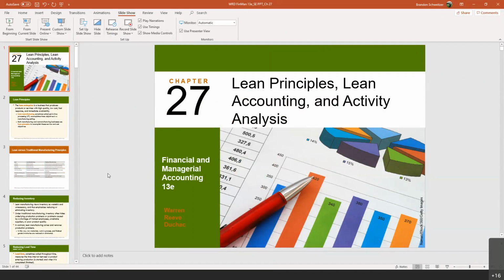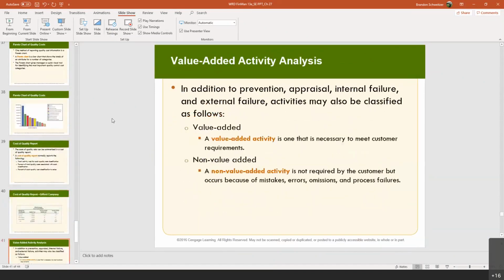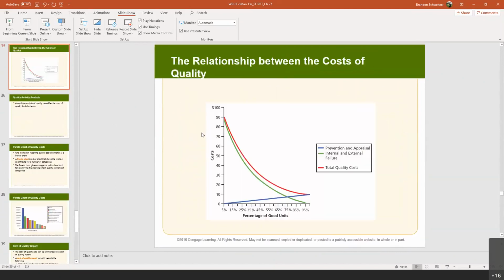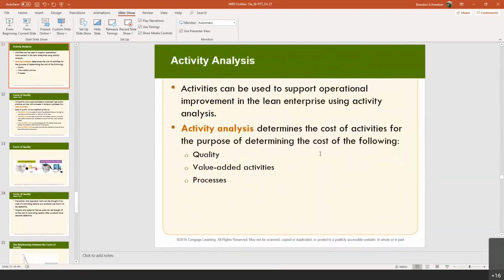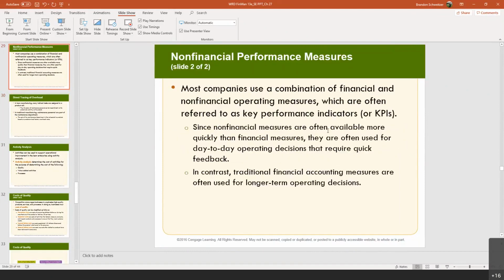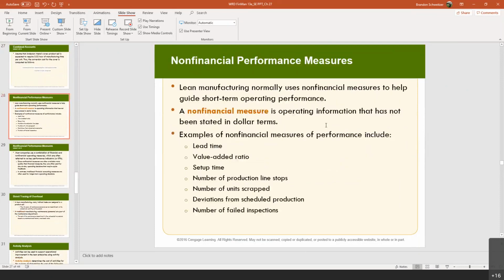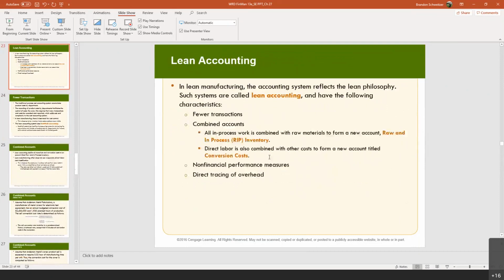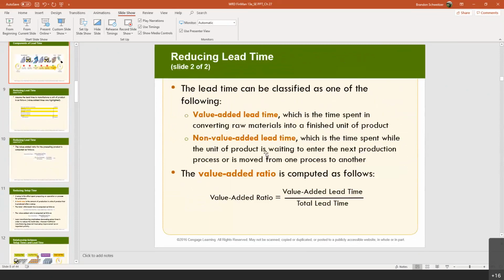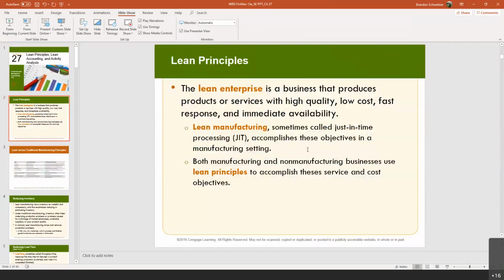I have two questions. Yes, Marcus. Direct tracing of overhead in lean manufacturing, many indirect costs are assigned to a product sale. What are product sales? Let me see if I could get to that part of the slides. Direct tracing. Okay. So Marcus, I'm sorry, can you repeat your question? What are product sales? Oh, product sales. So when we talk about sales, we are also talking about the production process. And we talked about that in the earlier slide, because let me get to it. Sales. I want to make sure I give you the right term.